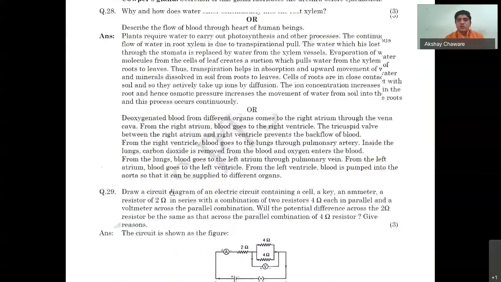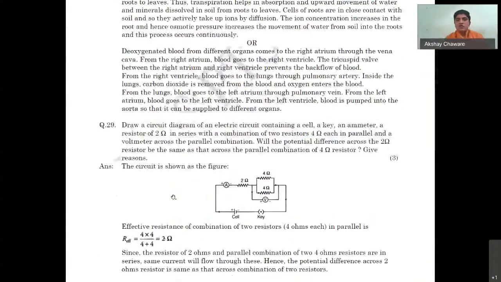Now question number 29, draw a circuit diagram. A common mistake while drawing a circuit diagram is that students have not mentioned the polarity of the battery or the cell.